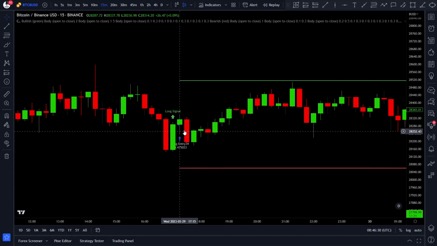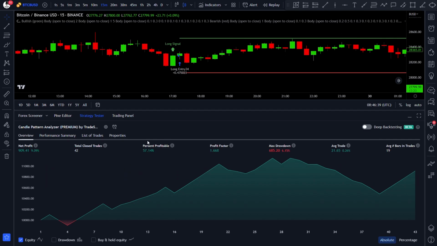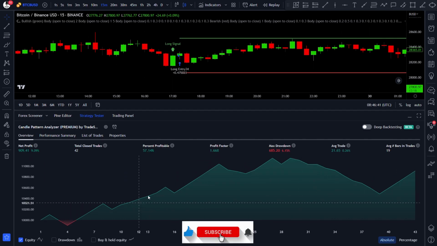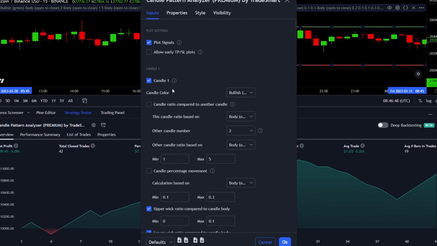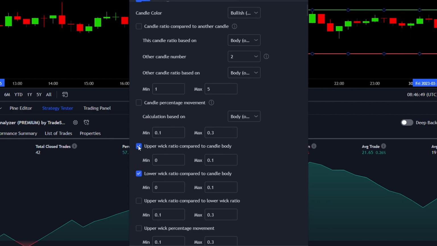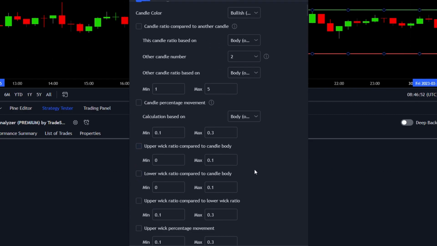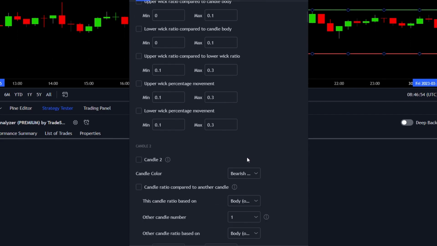Now if we take a look at the chart, you can see that the script only takes a long when there is a strong green candle. And the backtesting results show an immediate improvement compared to what we've seen earlier. But let's take this a step further and create a pattern-based strategy that uses 2 candles. Go back to the indicator settings and untick the lower and upper wick ratio to the body option. Also, tick the Candle 2 box.